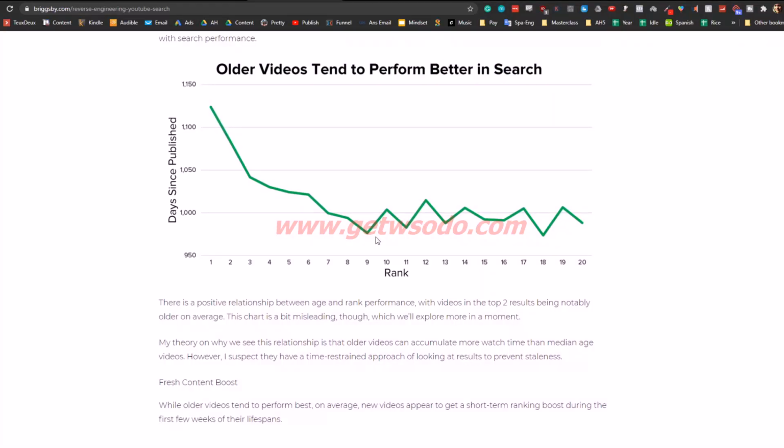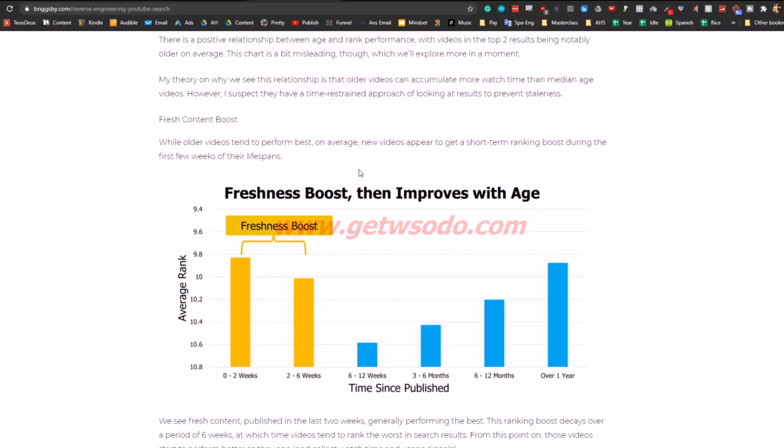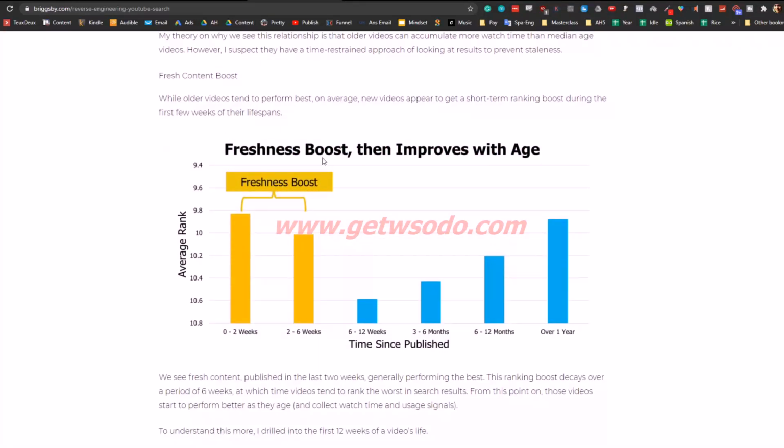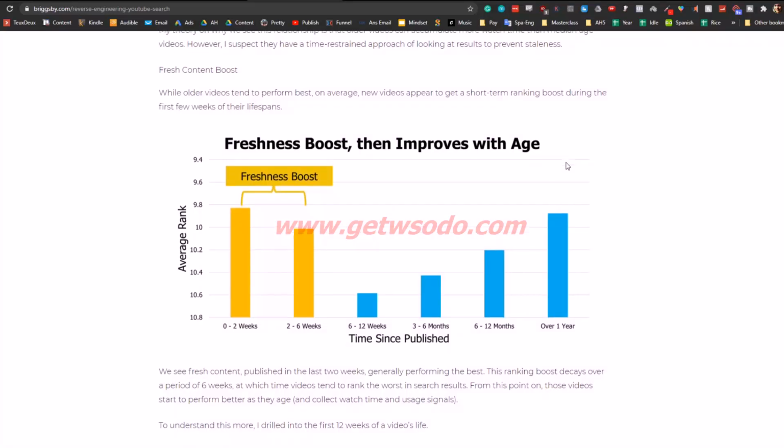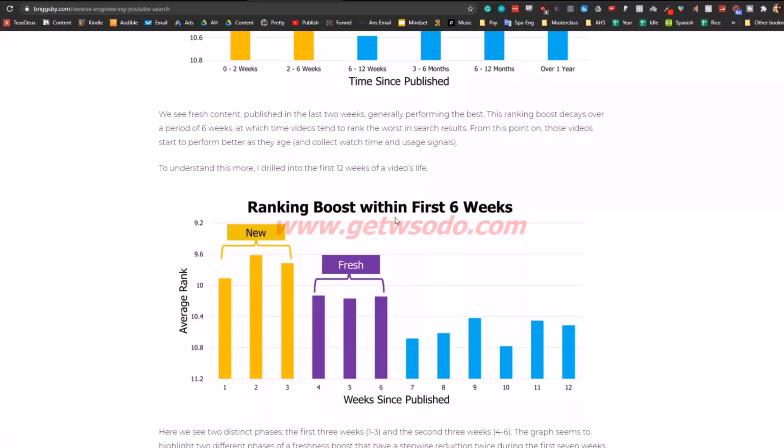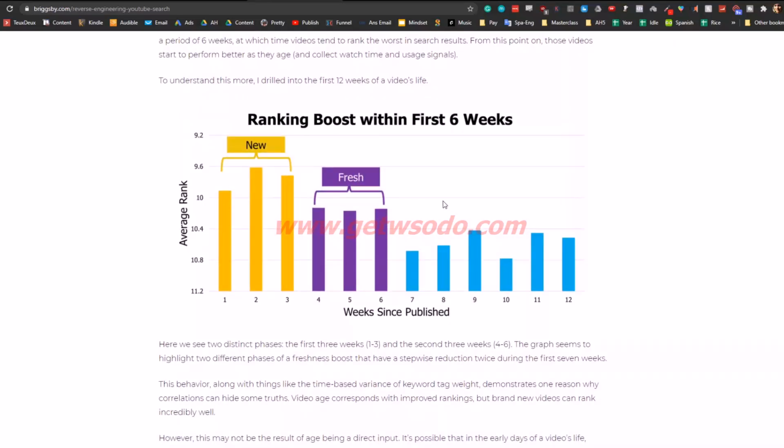Normally for search, it's like 9 months plus. You usually say like 1 year ago, 2 years ago, and 3 years ago. Now, I would say about 1 to 2 years is what you see mostly in the not very competitive markets. But again, this is all evolutionary. Freshness boost then improves with age. Ranking boost within first 6 weeks.